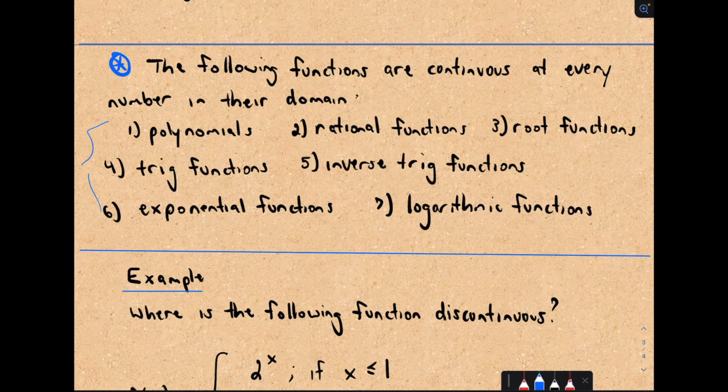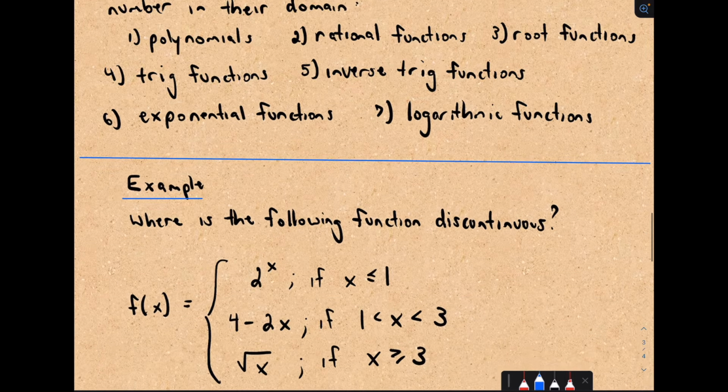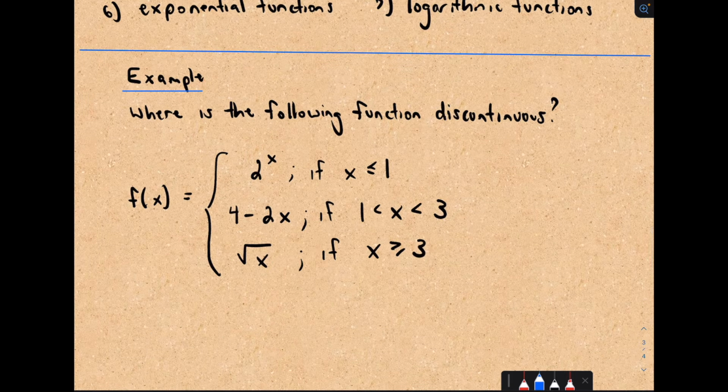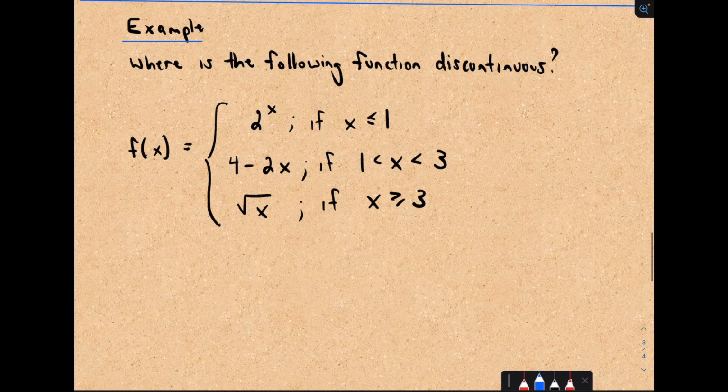A lot of the common functions that we see are continuous, and continuity is a nice property because you just know there's no breaks or holes in your graph. So this would be an example of, I think, a typical question one could see in a calculus course, and of course there's more. Where is the following function discontinuous? We've got f of x, a piecewise function here. It's 2 to the x if x is less than or equal to 1, 4 minus 2x if x is between 1 and 3, square root of x if x is greater than or equal to 3.